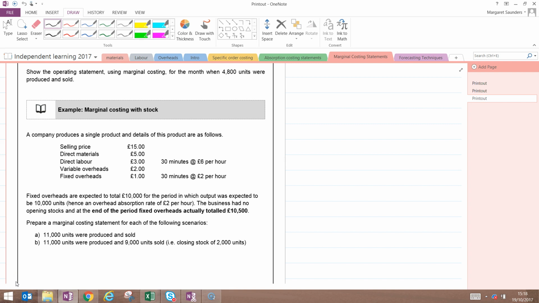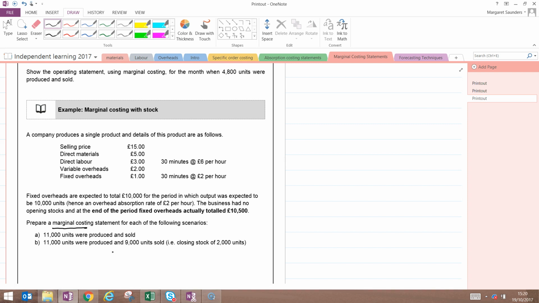So let's take a look at an example of drawing up a marginal costing statement. Here we have a company that produces a single product. We're told that the selling price is £15, direct materials £5, direct labour £3, variable overheads £2, fixed overheads £1. Fixed overheads are expected to total £10,000 and we're told an overhead absorption rate. There are no opening stocks, and at the end of the period fixed overheads actually totalled £10,500. We're required to prepare a marginal costing statement, firstly with 11,000 units produced and sold, and then a second statement when 11,000 units were produced and 9,000 units were sold.